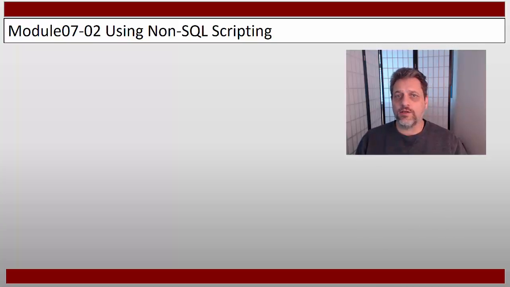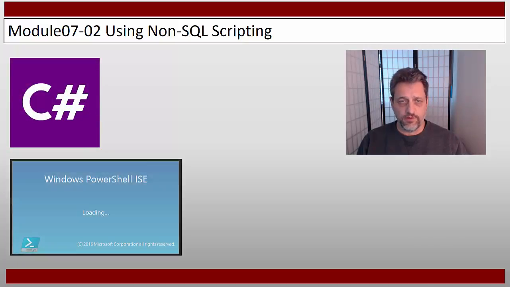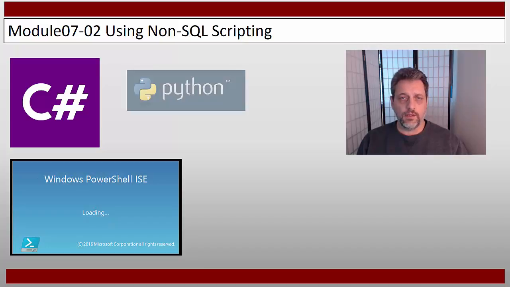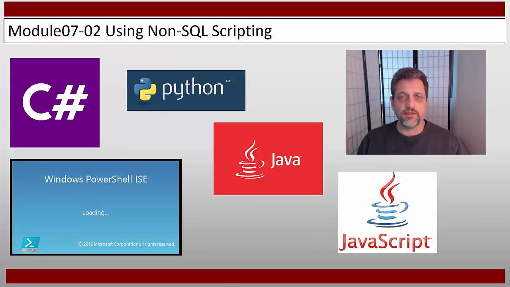In this video, we are going to look at alternate ways of doing ETL processing using non-SQL code. There are plenty of different languages that you can use besides SQL to perform ETL processing. These include Microsoft's CSharp, Microsoft's PowerShell, other non-Microsoft technologies such as Python, Java, or JavaScript.